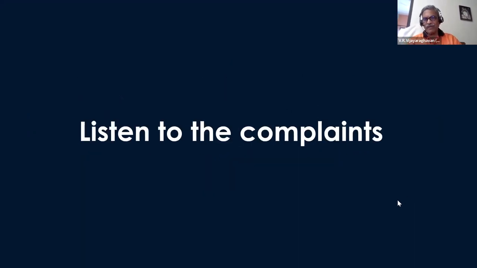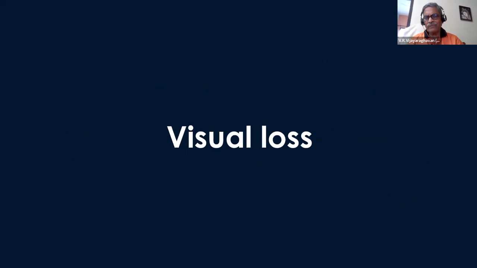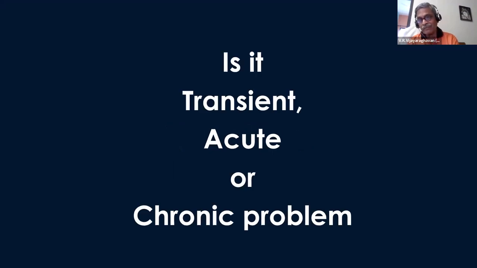Now, when you start, listen to the complaints. He will give some clues. Definitely, it will give us some clues. He is telling you visual loss, unexplained visual loss. You ask a leading question: is the visual loss a transient one, coming and going, or is it an acute sudden onset problem, or is it a chronic problem? You have to ask a leading question like that.